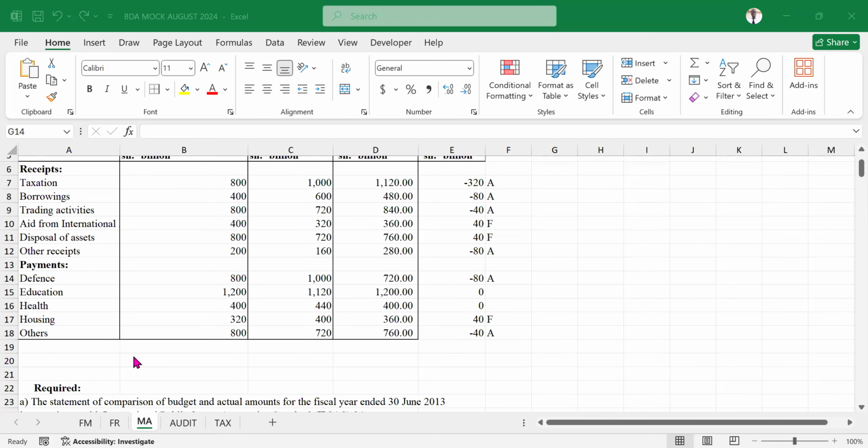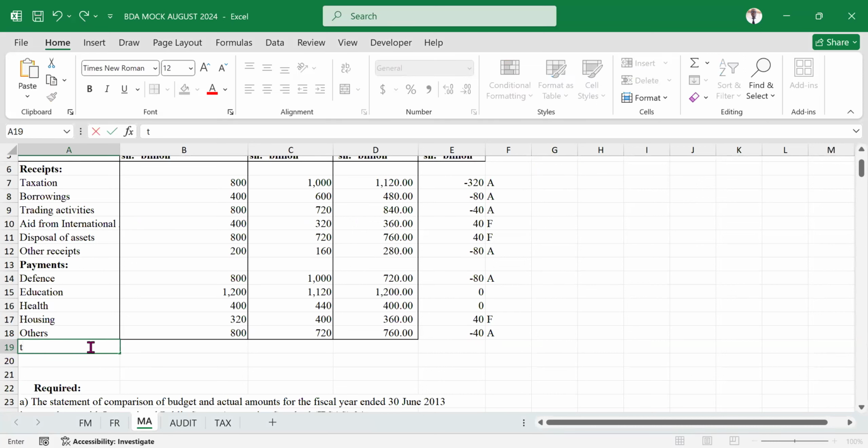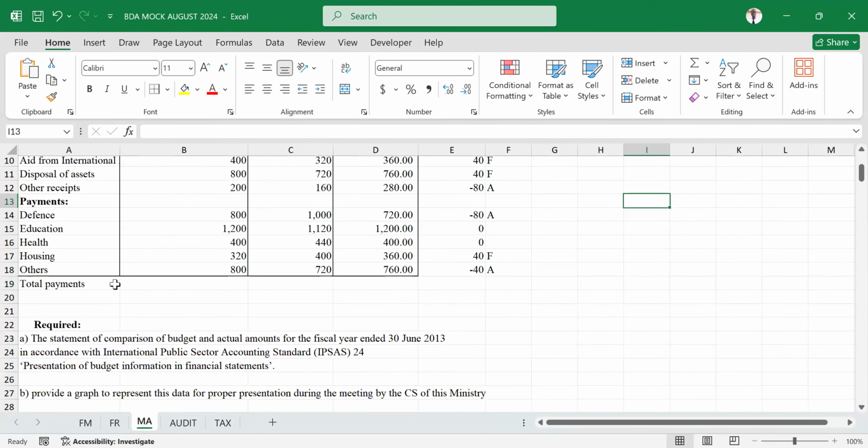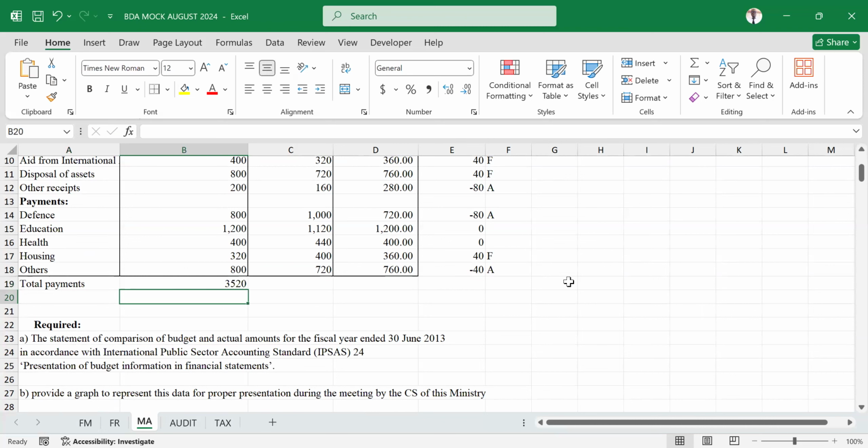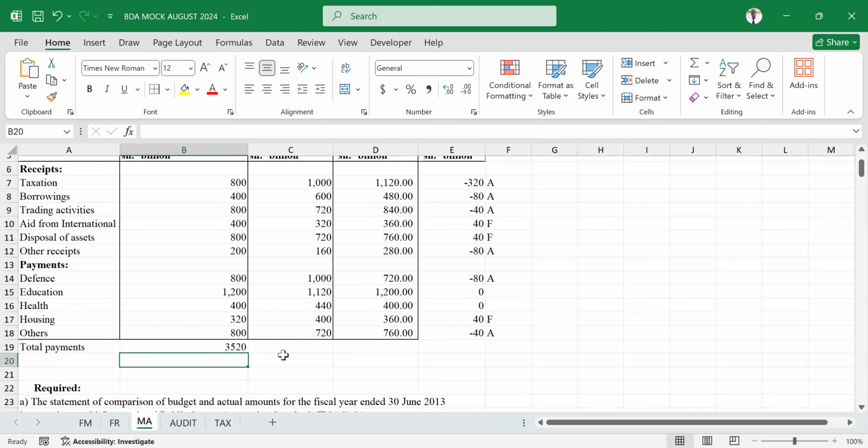Now, when we want to do the overall comparison, let us come up with the total payments. Let us start with the total payments. The total payments are the total amounts that we paid. So let me add all the payments like that. And my total payments come to 3520. That is for the actual budget. The first column is actual budget. So that is our total payments.